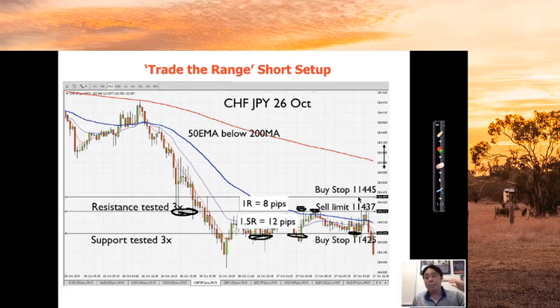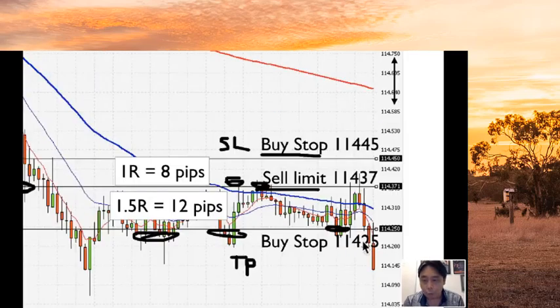As long as, remember, when you're going short, your resistance must be below the 200 moving average. That is a must, okay? And when you're going long, your support level must be above the 200 moving average. So that's a criteria that must be met. So that's my entry price, that's my stop loss price, this is my stop loss, SL, and my target price would be the bottom of the range at the support of 1.1425.